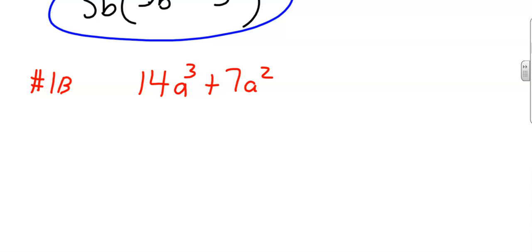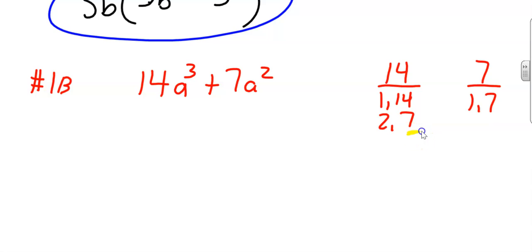Okay, list off all the factors of 14. The only way you can get 14 is either 1 times 14 or 2 times 7. For 7, there's only one way you can get 7, and that's 1 times 7. So number-wise, we've got the 7 that's in common, so the greatest common factor is 7. And variable-wise, whatever the smallest exponent is, we've got a to the third and a to the second. So your greatest common factor would be 7a squared.